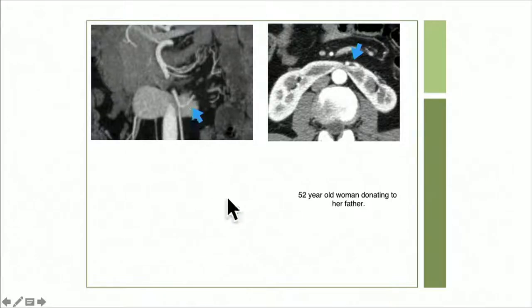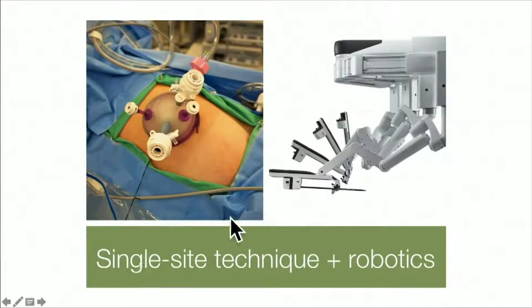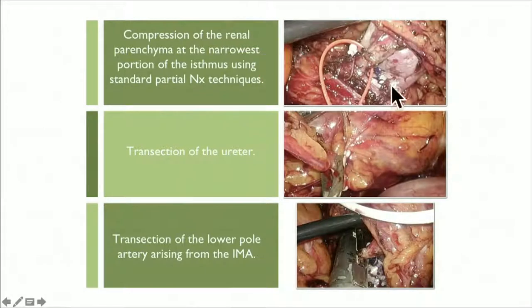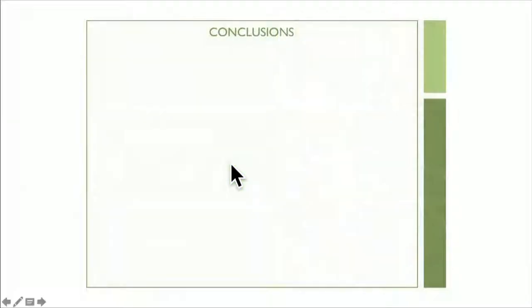Here's that case I showed you earlier, which has that extra vessel coming off the IMA. And just to show that we did this using a combination of our standard single site technique and robotics. This is that picture you saw before. We had compressed the parenchyma of the isthmus using clips, just like you would in a partial nephrectomy. And then during the extraction phase, we transected the ureter and that lower pole vessel. We then stapled across the compressed portion of the isthmus, took the remaining vessels and extracted the kidney. Warm ischemia time was about 3.5 minutes in this case. So this is all very doable.